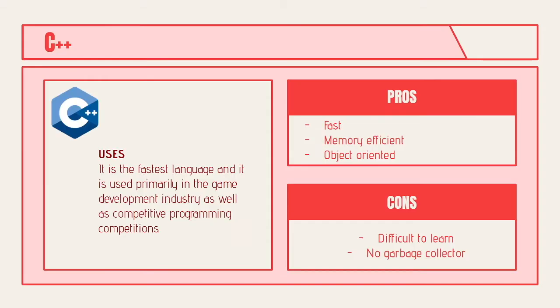So we're going to go over a bunch of different languages. One of them is C++. This is the fastest language. It's used in game development as well as competitive programming competitions. The pros are that it's very fast, memory efficient, and object oriented. But one of the cons is that it's difficult to learn and there's no garbage collector.